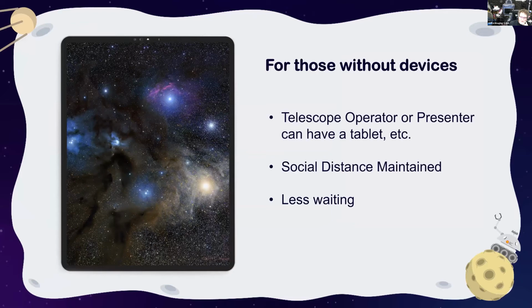And if people don't have smart devices, the telescope operator or the presenter at each station could have a tablet doing the same thing that they could hold up and share and speak to. The whole idea is that social distance is maintained, and there's an advantage over a traditional star party: there'd be less queuing up for the eyepiece, and of course less knocking it out of focus and off target and all that stuff. So maybe a little more kid friendly. I don't know. We'll see.